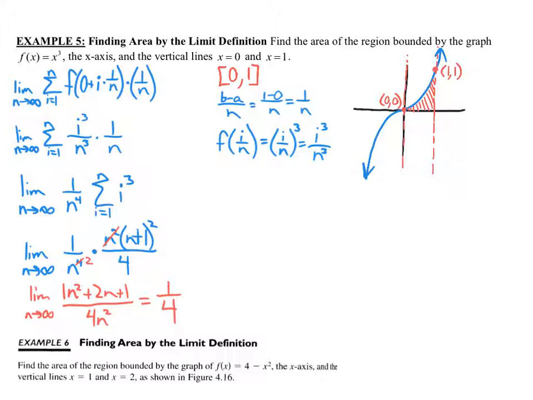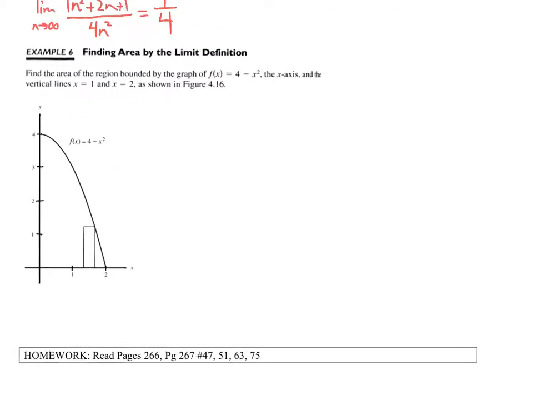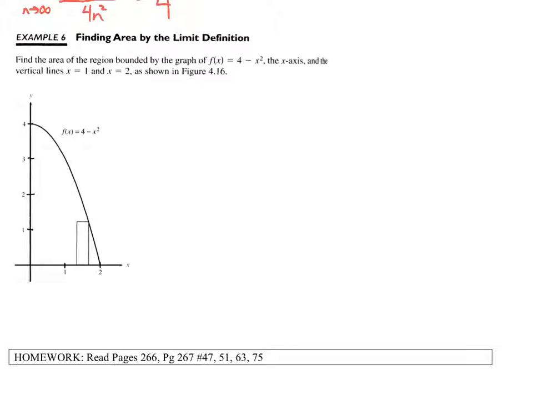All right, so let's look at one that gets a little more complicated. We're going to find the area under the graph of 4 minus x squared, the x-axis, and the lines x equals 1 and x equals 2. So here's x equals 1, and that goes up to the point (1, 3), and then x equals 2, which happens to be the x-intercept. So the area we're trying to find is this right here.